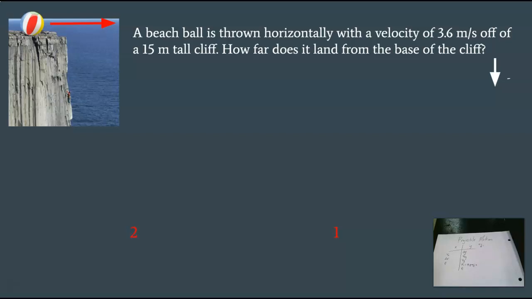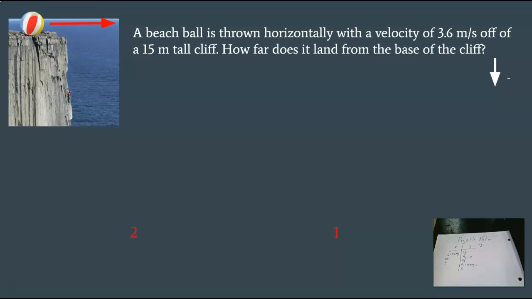Well, we see the words thrown horizontally. That's to remind us that in the x direction, the velocity is 3.6 meters per second. So whenever we see this idea of something being thrown horizontally, we know that our initial velocity in the y direction is 0, and it's only moving in the x direction at the beginning. So this, if you notice, is a lot like an object being dropped from some height, except now it also has an x velocity, and so it's going to follow a horizontal path as well.